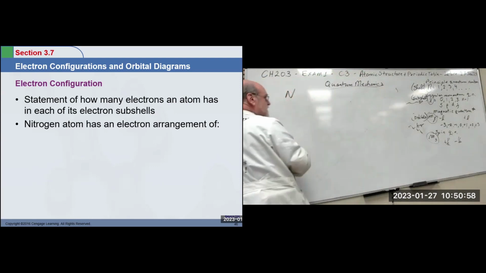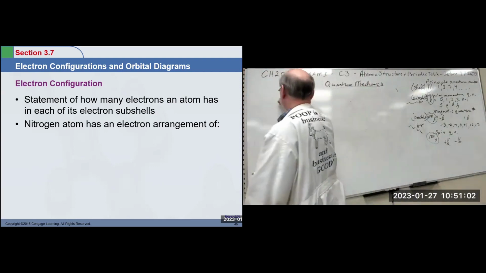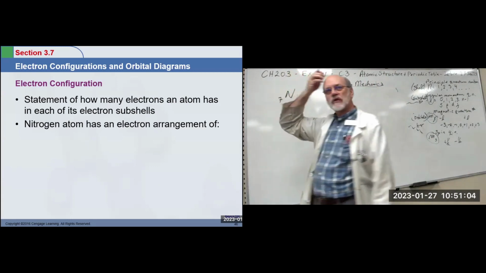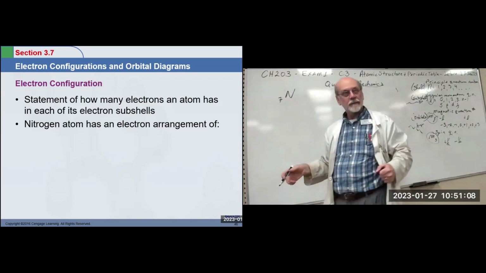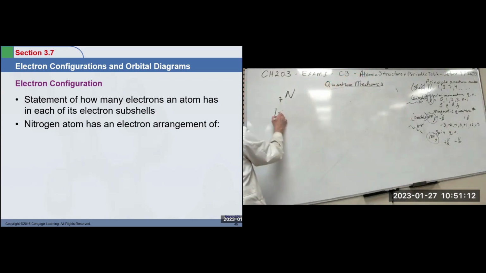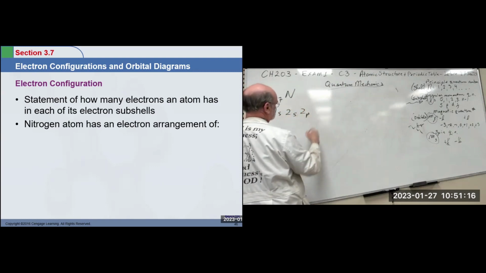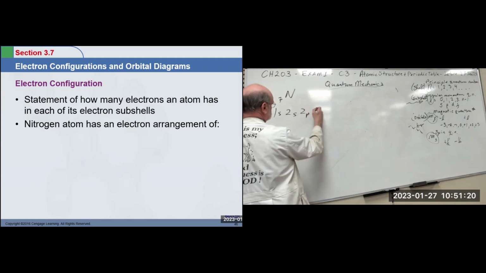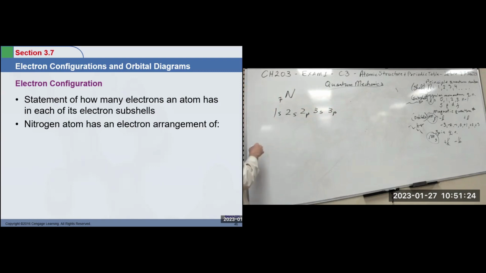So for nitrogen, we would start off like this. We'd say nitrogen has how many protons? Let's see, 7. Right? We don't have to put neutrons in there because they have no impact on the electrons. Just write it that way. All right, from lowest to highest, 1S, 2S, 2P, 3S, 3P. We may not need all of them.